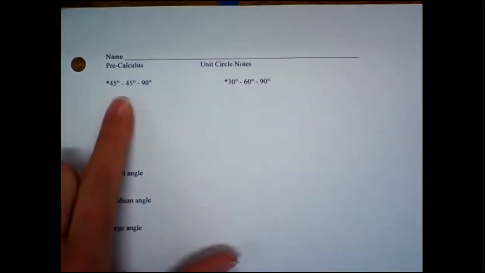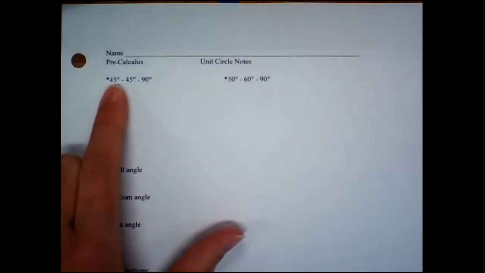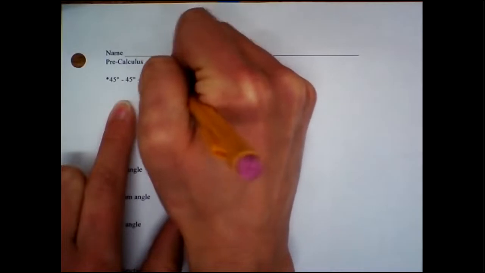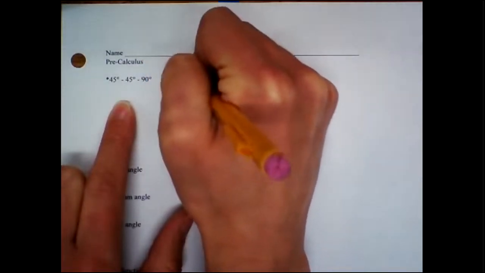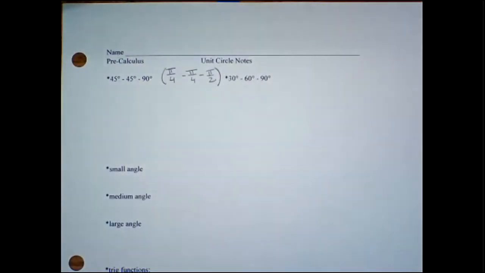So I'm going to review the 45, 45, 90, and then we'll fill that in. And then I'm going to review the 30, 60, 90, and then we'll fill that in. Now, you want to start thinking of this instead of 45, 45, 90, as pi over 4, pi over 4, pi over 2, because that's what that would be in radians. 45 degrees would be 1/4 of a pi, pi over 4, 90 degrees at the top, that's pi over 2.